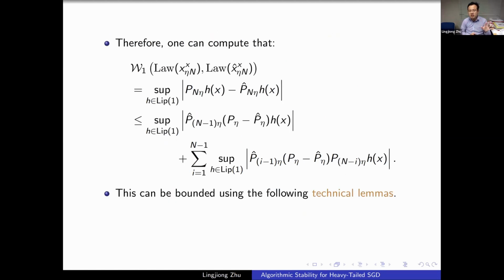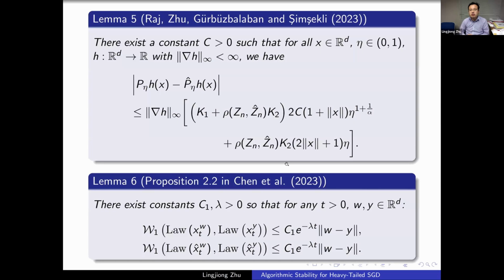Once you have this estimate, then you can easily estimate the one Wasserstein bound, because the one Wasserstein bound is essentially you take the supremum over all the one-Lipschitz test functions between these two semi-groups. And then the problem essentially just boils down to estimating this stuff, trying to make sure that they are small. And so the first lemma, as I mentioned before in our paper, is that we are able to show that if you just look at the one step Markov chain, they are close to each other.